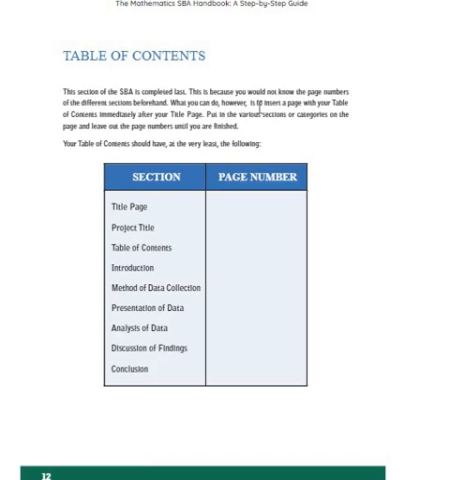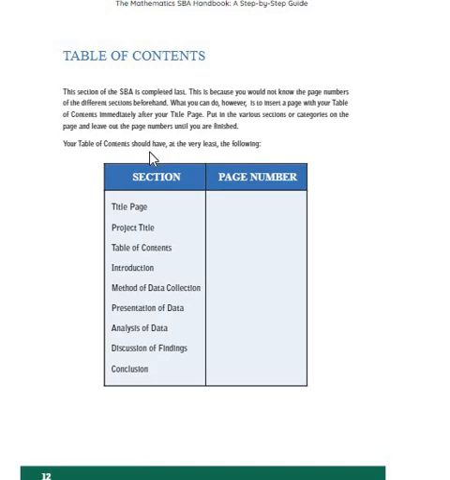What you can do, however, is to insert a page with your table of contents immediately after your title page. Put in various sections or categories on the page and leave out the page numbers. Leave out the page numbers until you are finished.